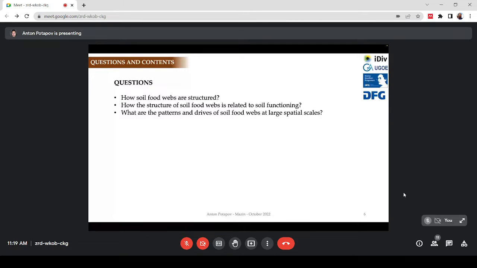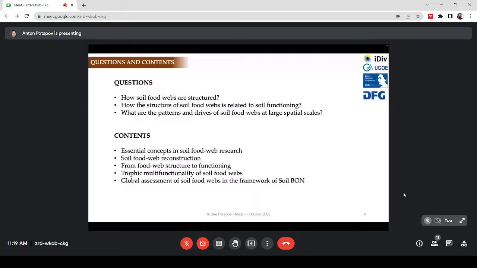And I will go through essential concepts in soil food web research and reconstruction, and I will try to link soil food webs to functioning of soils. And then I will introduce global assessment of soil food webs in the framework of SoilBon, which is the global monitoring network which we are establishing right now.